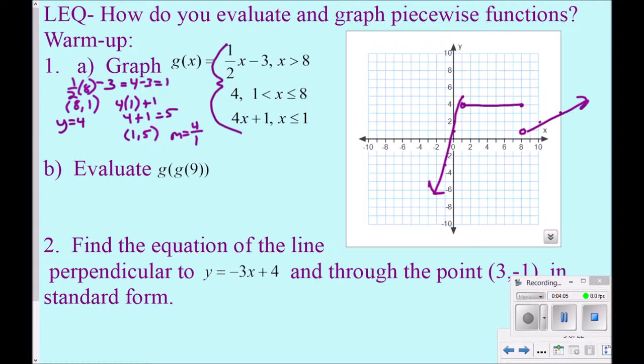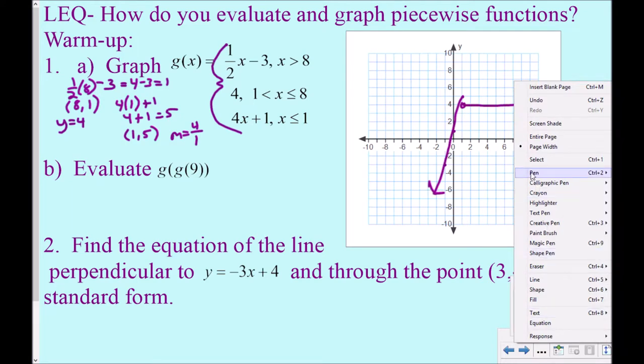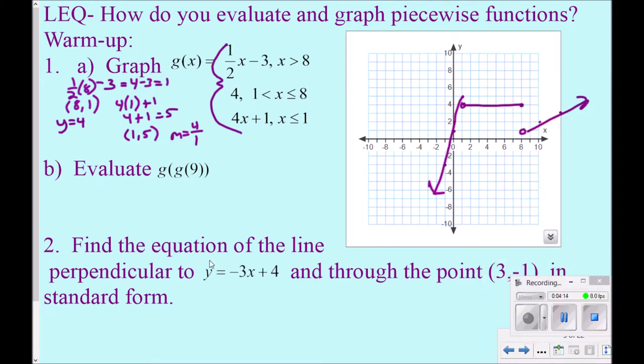Next, evaluating g of 9. So that means I start with g of 9, and I go ahead and input 9 in for x. So when I do that, I'm looking up here, and I'm trying to decide which equation I need to input 9 into. Well, 9 is greater than 8. So because 9 is greater than 8, I'm going to input 9 in for x into the top equation. Well, 9 times 1/2 is 9 halves. 9 halves minus 3 means 9 halves minus 6 halves, which is 3 halves, or 1.5. So that's g of 9.